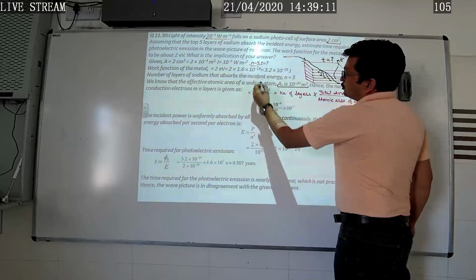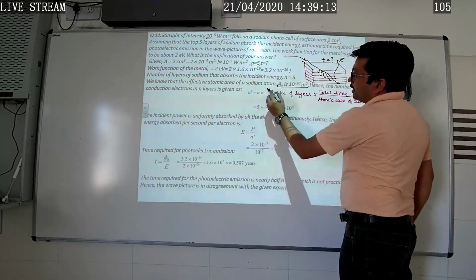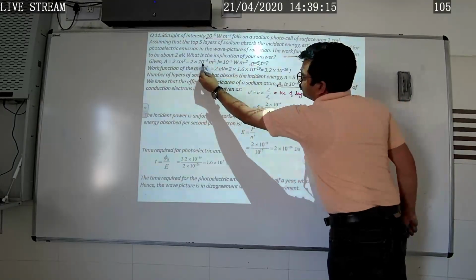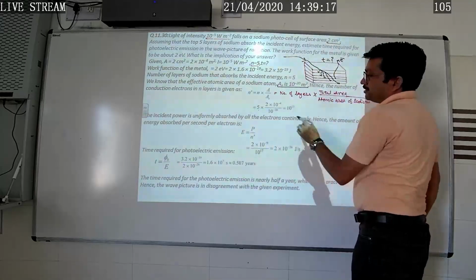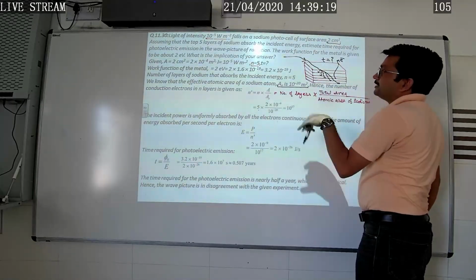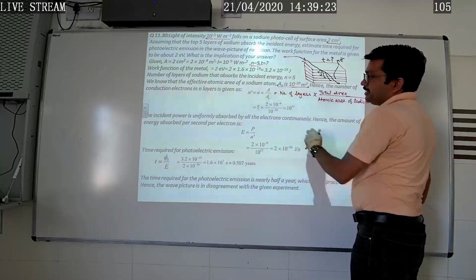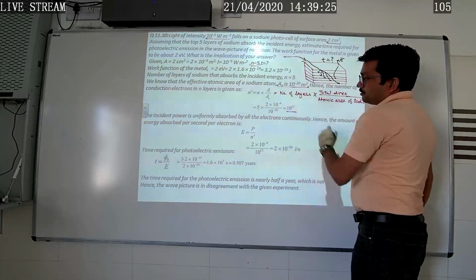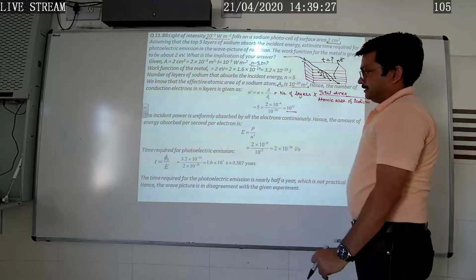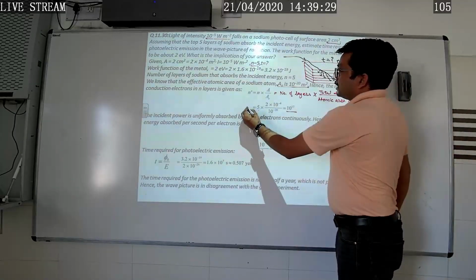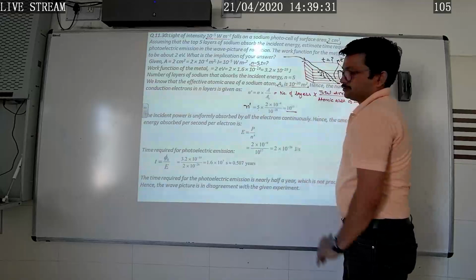Here n is equal to 5, so we have written it here. And what about the total area? That is 2 into 10⁻⁴ meter square divided by the atomic area of sodium, 10⁻²⁰. Calculating it, we got the value 10⁷. These are the conduction electrons.